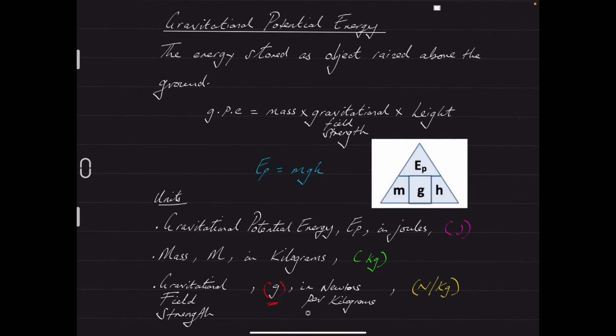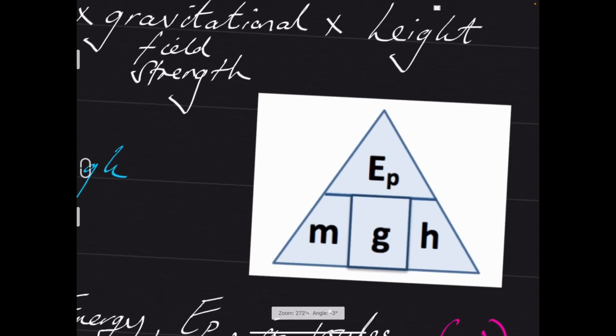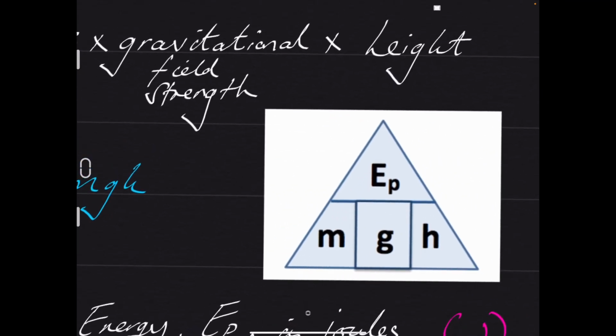So you should have this formula triangle represented in your notes somewhere, where we can see that EP equals EP, and we have a line where mass times gravity times height is represented, and we represent this in a nice simple triangle as shown here. So can you make sure that you have this formula triangle represented in your notes?